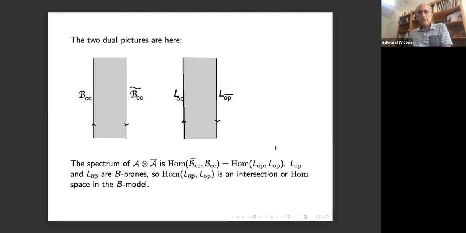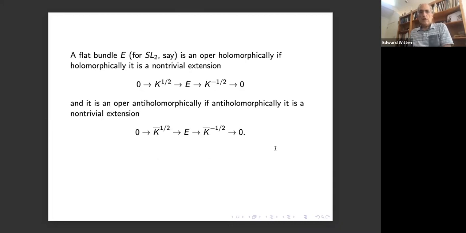And that's going to give us a simple answer because LO pair and LO pair bar are B branes. So Hom from LO pair bar to LO pair is an intersection or Hom space in the B model. And in this case, it turns out to be a very simple one because the intersections are transverse points. I think now I'm going to tell you the definition of LO pair and LO pair bar, or at least I'll tell you that for SL2.